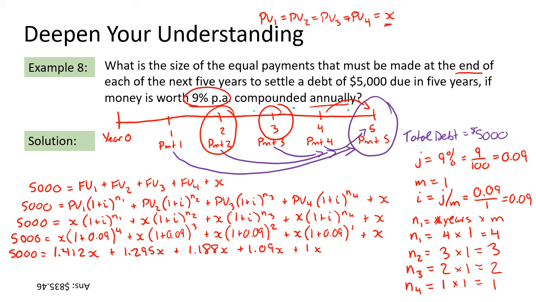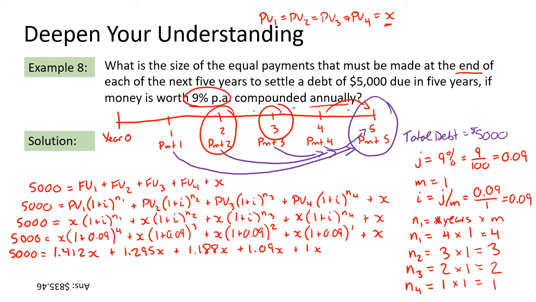So now we've got 5 terms with numbers in front of them, all x. So we can add them together in order to simplify. So we can add the 1.412 plus 1.295 plus 1.188 plus 1.09 plus the 1 for the last payment. Okay, this is one of the more complicated examples because there's so many payments. But as you can see, there's a lot of items in this formula, but it's following the same pattern. So if you add all those together, 1.412 plus 1.295 plus 1.188 plus 1.09 plus the 1 for the last payment, right?